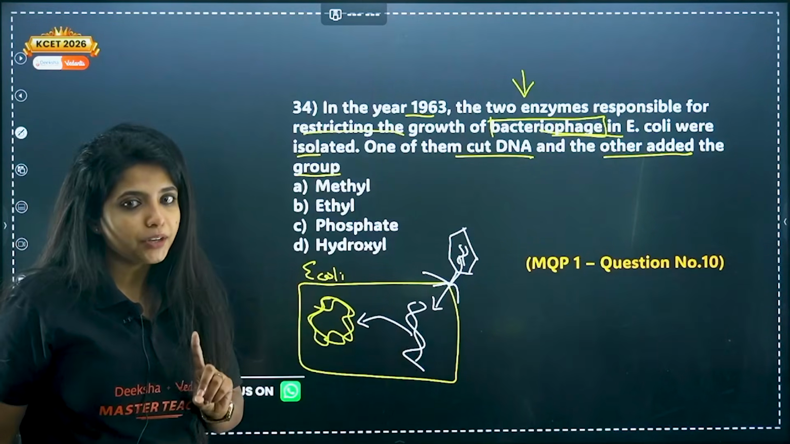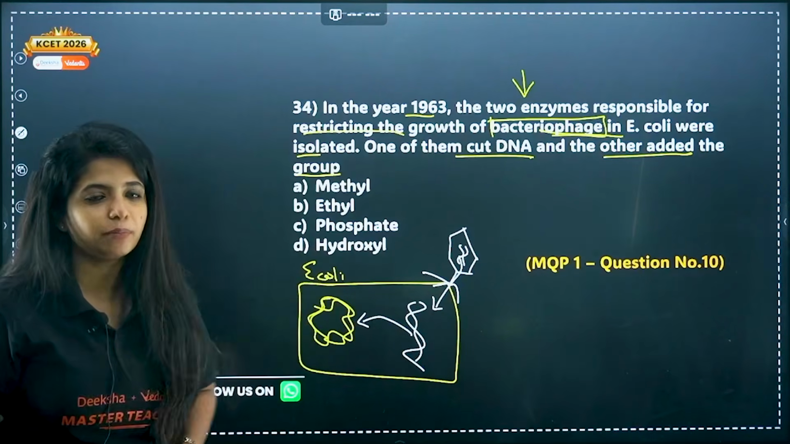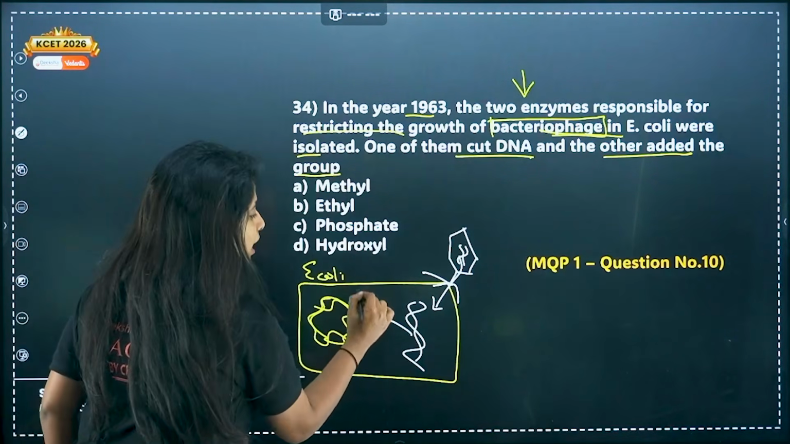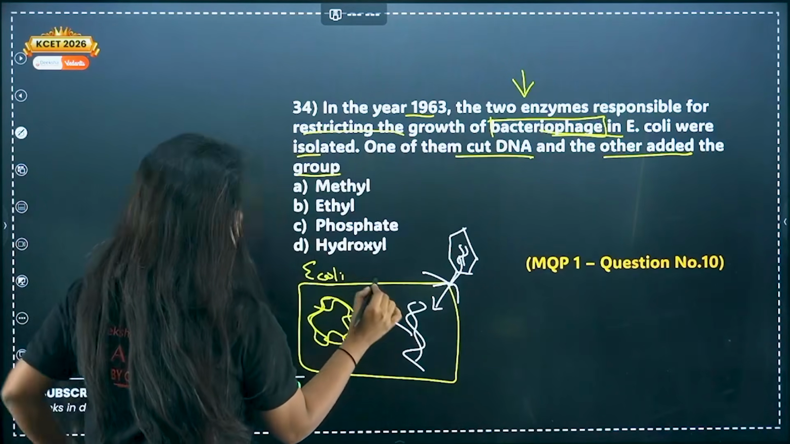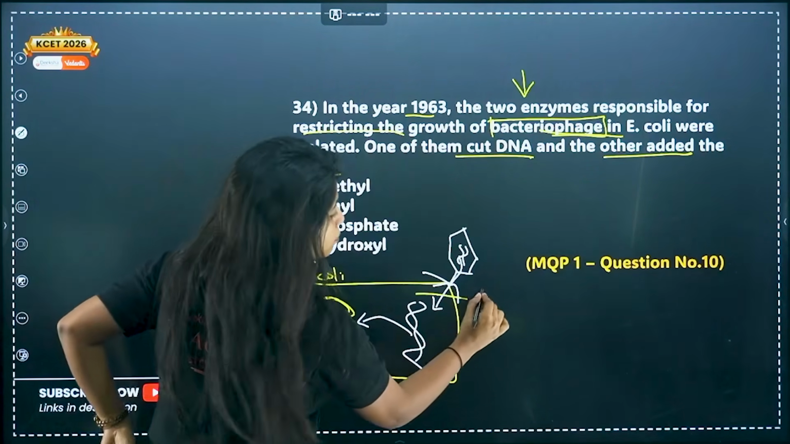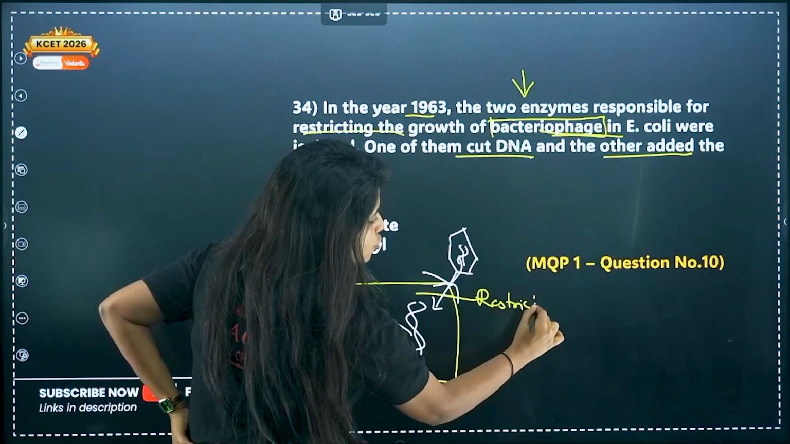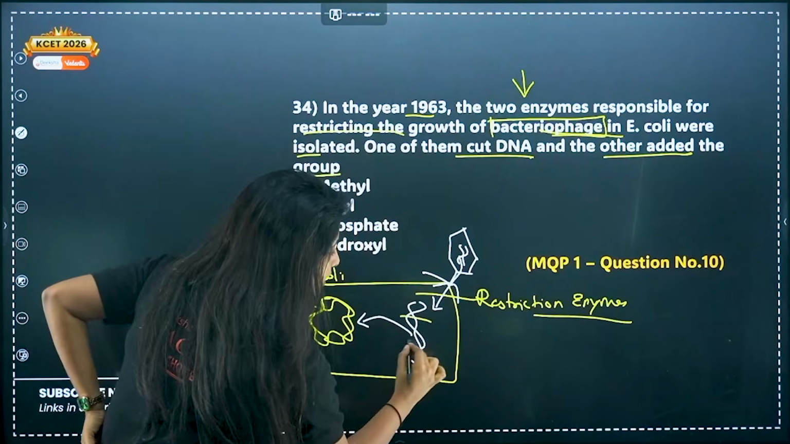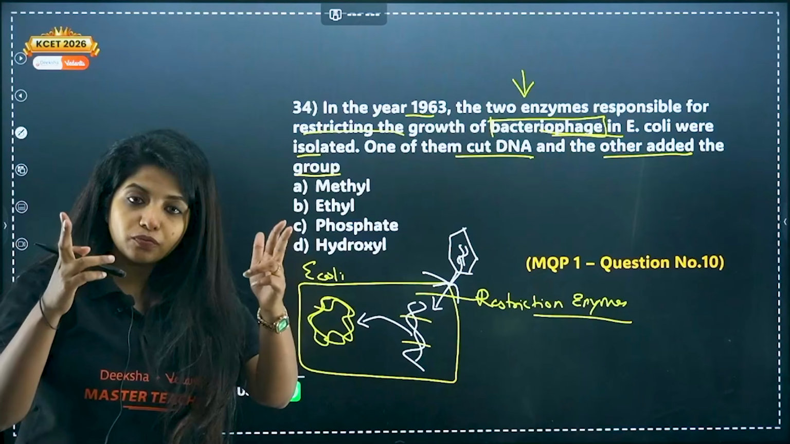But E. coli found it, and E. coli said, you cannot do that with me. I will be suing you. So how did it sue? Basically, it produced two enzymes. One enzyme you call restriction enzymes. What does it do? It basically cuts the DNA. Restriction enzymes are responsible for cutting the DNA.